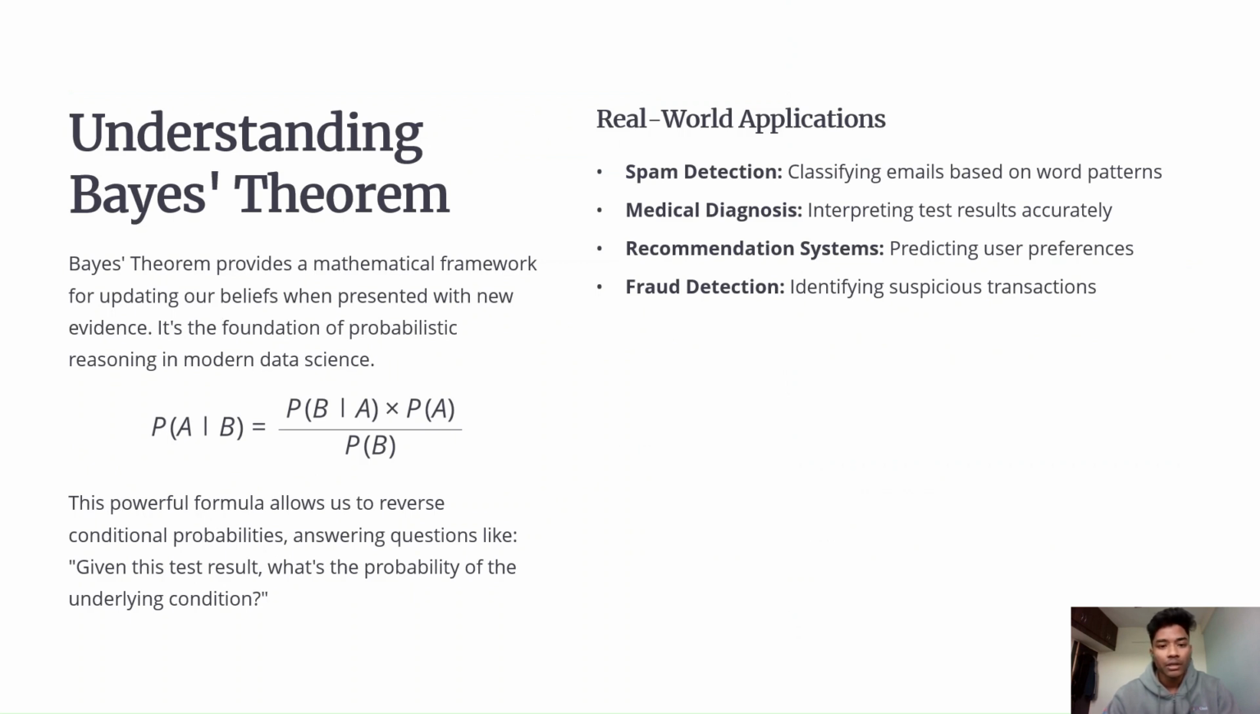Spam detection. Email systems check word patterns to decide if a mail is spam or not. Medical diagnosis. Doctors interpret test results more accurately. Recommendation systems. Apps predict what you might like next. And fraud detection. Banks identify suspicious behavior. So Bayes isn't just a theory, it's applied daily in real world scenarios. So let's discuss the Bayes algorithm step by step.